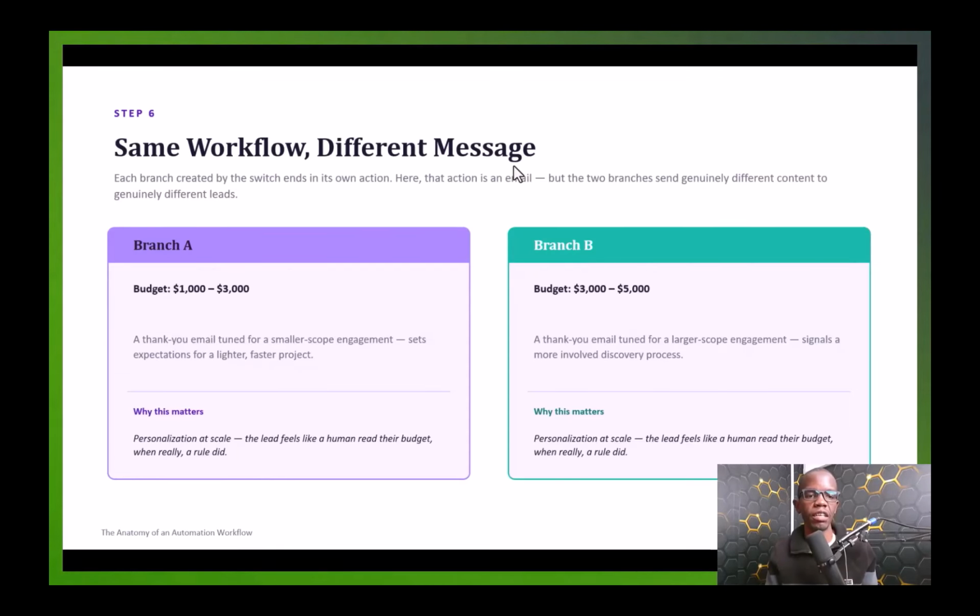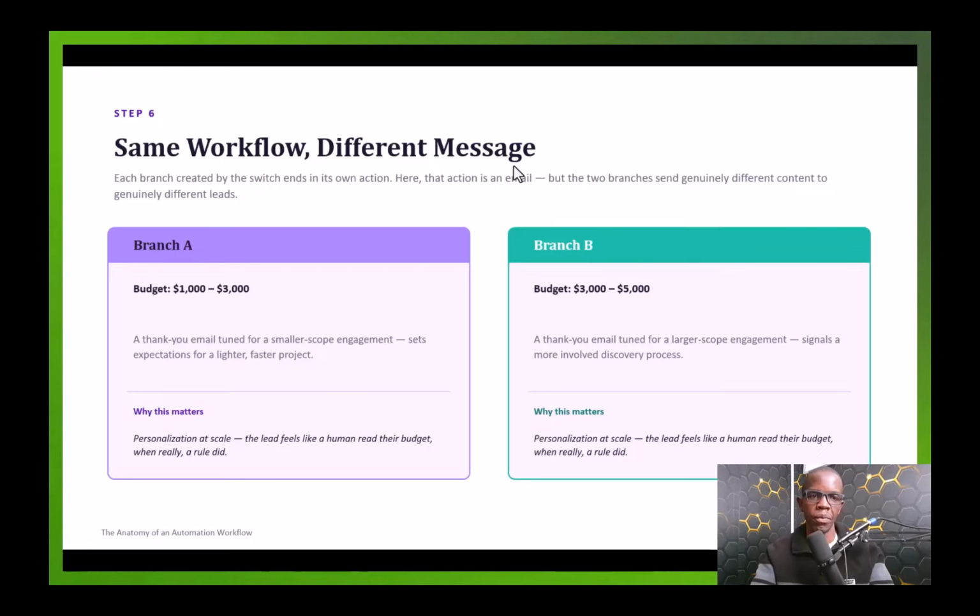So basically, in the switch, we'll have branch A, whereby any submission with a budget of $1,000 to $3,000, we'll send a thank you statement, and maybe say we'll get back to them, something like that. And then another submission where there's a budget of $3,000 to $5,000, we'll maybe request the user to schedule a quick call with us so that we can take it to the next step. Maybe we'll personalize the email.